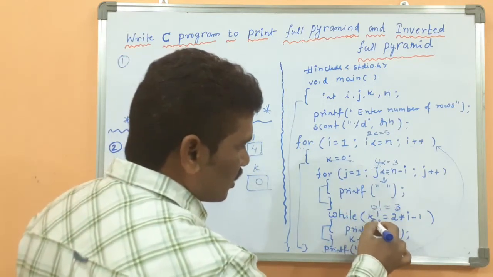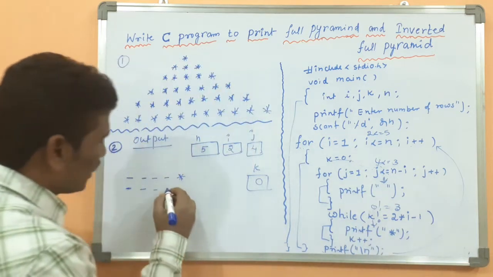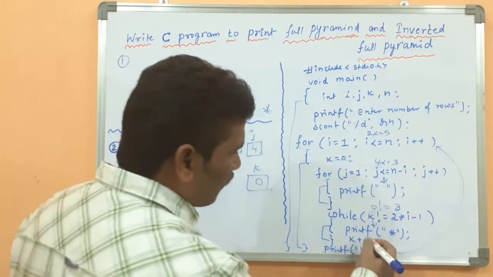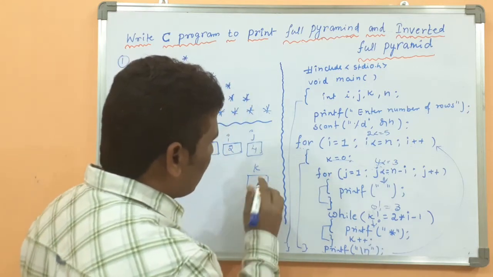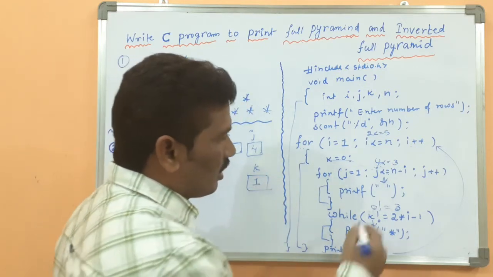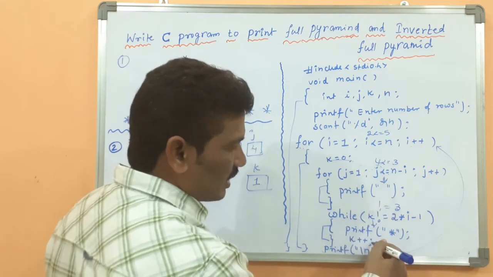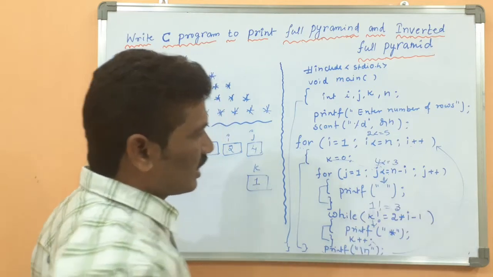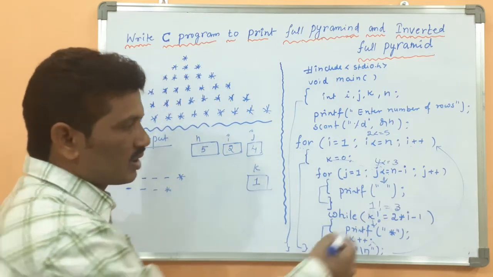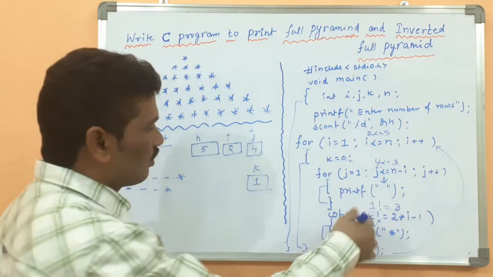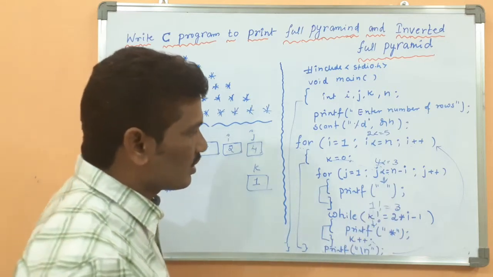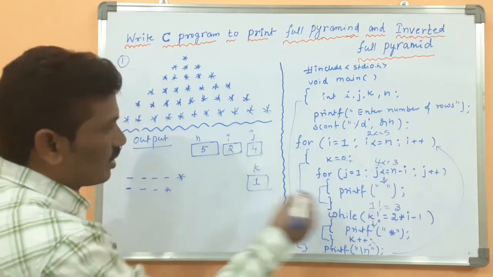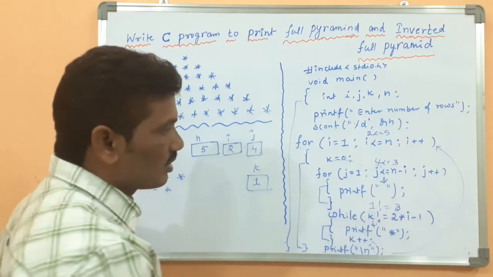Since it returns true, control comes to here. The star should be printed. Then after that k is incremented by 1. Now the k value becomes 1. Again we test the condition after executing the statement. 1 not equal to 3, because the k value is 1. Does the condition return true or false? True, because 1 not equal to 3 returns true.